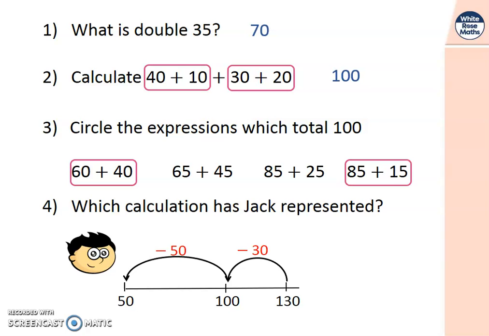Number 4, which calculation has Jack represented? Well, look, he starts at 130 and he's counting back, so he's subtracting. He takes away 30 first of all to get to 100 and takes away another 50 and lands at 50. So how much did he take away altogether? The calculation is 130 take away or subtract 80, which is 50. Well done if you got that correct.